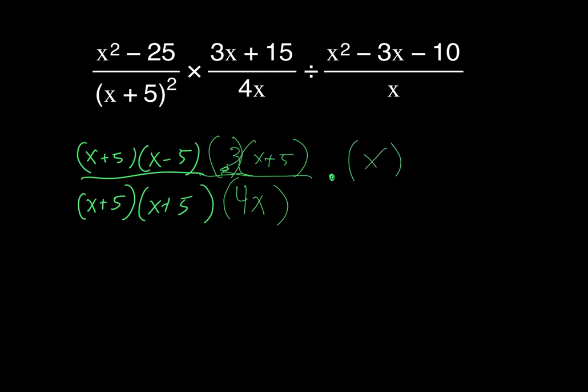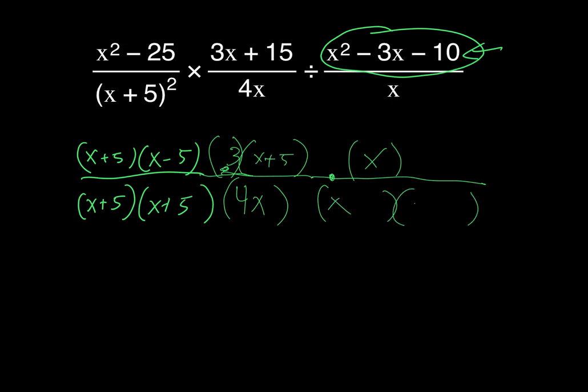X is in the numerator. Denominator, I'm going to take this expression now and factor it. Two numbers that multiply to x squared are x and x. Two things that multiply to negative 10 that add to negative 3.